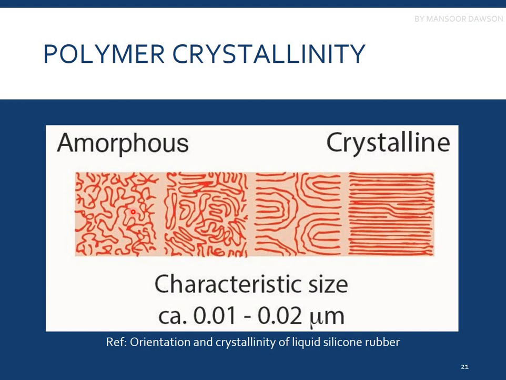So in any polymer, you won't have a perfectly crystalline structure or a 100% amorphous structure, but in some parts of the polymer the structure would be crystalline, and in others it would be amorphous. So there would be a mixture of the properties of both crystalline and amorphous. This structure is basically of liquid silicone rubber.